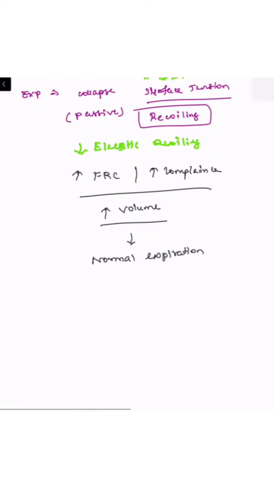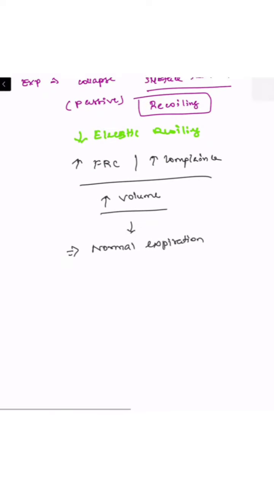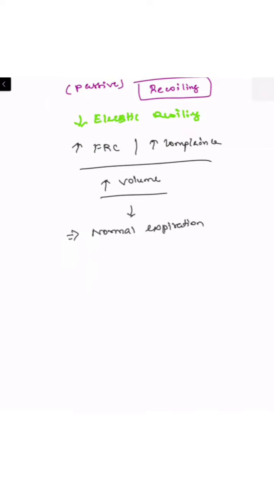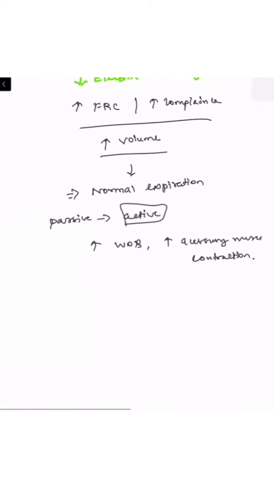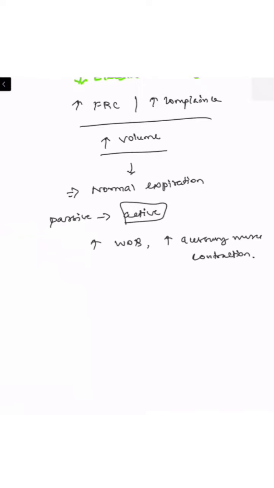So in order to help the expiration, we are converting the passive expiration into an active one. That's why we are having increased activation of the accessory muscles of expiration. So we are having increased work of breathing as well as increased accessory muscle contraction. So these are the common signs present in COPD and emphysema patients. So the net result is the patient cannot expire.